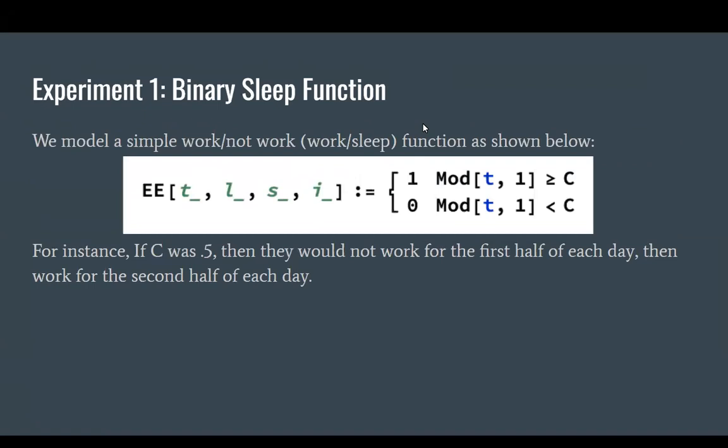This is experiment 1. We used a binary sleep function where we modeled a simple work, not work, sleep, not sleep function as shown below. This is a piecewise function showing that at certain points of the day, there's either work or no work being done. C is represented by the proportion of the day that work is being done. For instance, if C was 0.5, then they would not work for the first half of the day and then work for the second half of the day.